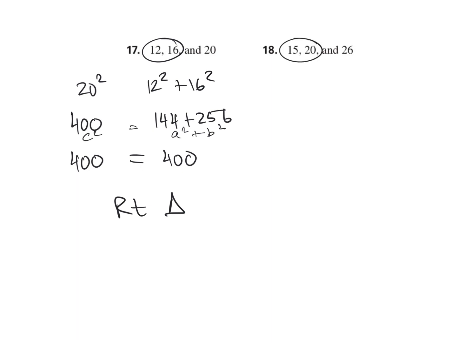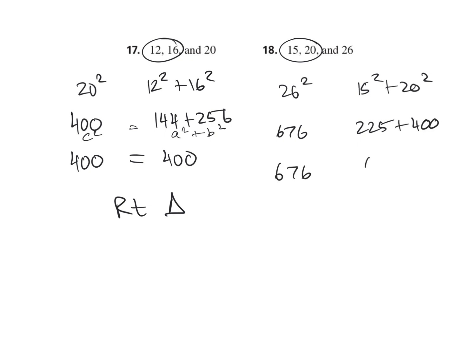All right, 15 and 20 is bigger than 26. So you take 26 squared, and you take 15 squared plus 20 squared. 26 squared is 676. 15 squared is 225, and 20 squared is 400. So 676, and that's 625. So c squared is greater than your a squared plus b squared. So that means this is an obtuse triangle.